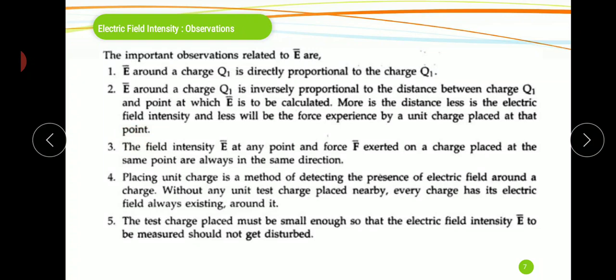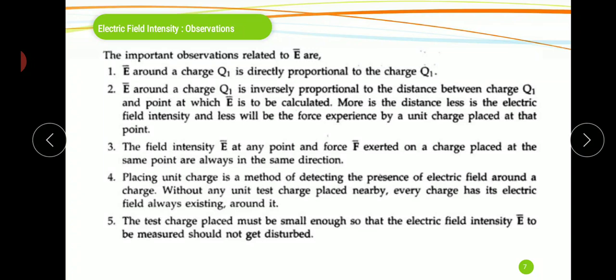And the electric field intensity at any point and the force experienced by a unit positive charge placed at the same point are always in the same direction. This is a very important point. Why? Because here the force is a vector quantity and E is a vector quantity. We have to clearly mention the directions of both vectors. So whatever the direction of the force, that is the direction of the electric field intensity. That means they are always in the same direction.